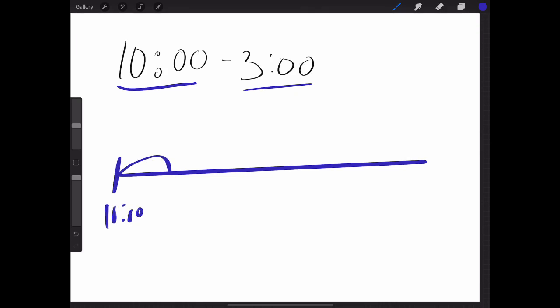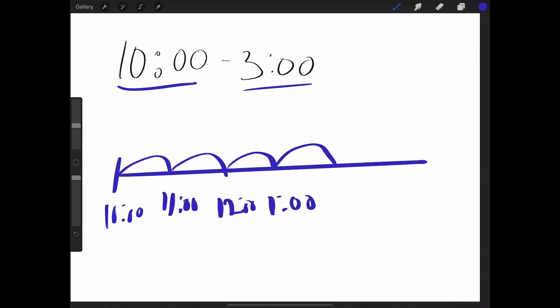Go up an hour. That's 11. Go up an hour. That's 12. Go up an hour. That's 1. Keep in mind, once you cross 12, it starts back over, so it wouldn't be 13. It would be 1. Go up an hour. That'd be 2. Go up an hour. That'd be 3. Okay, so it's 1, 2, 3, 4, 5 hours.